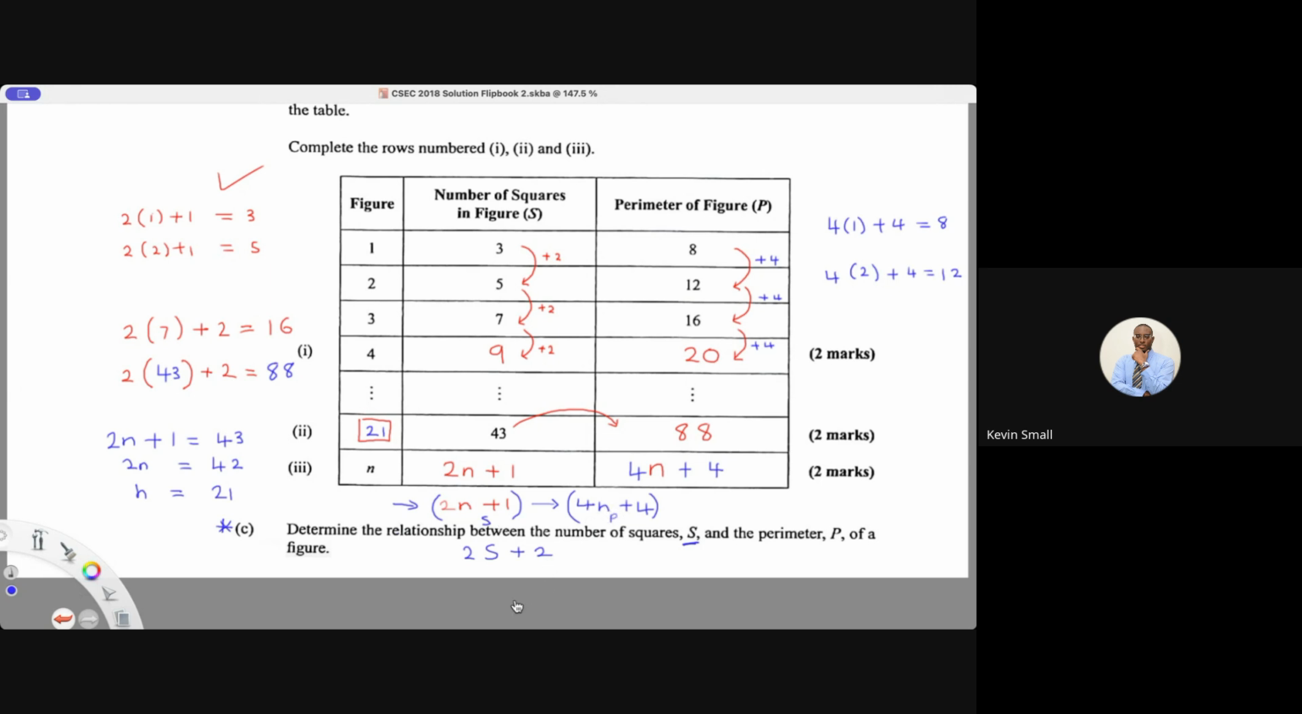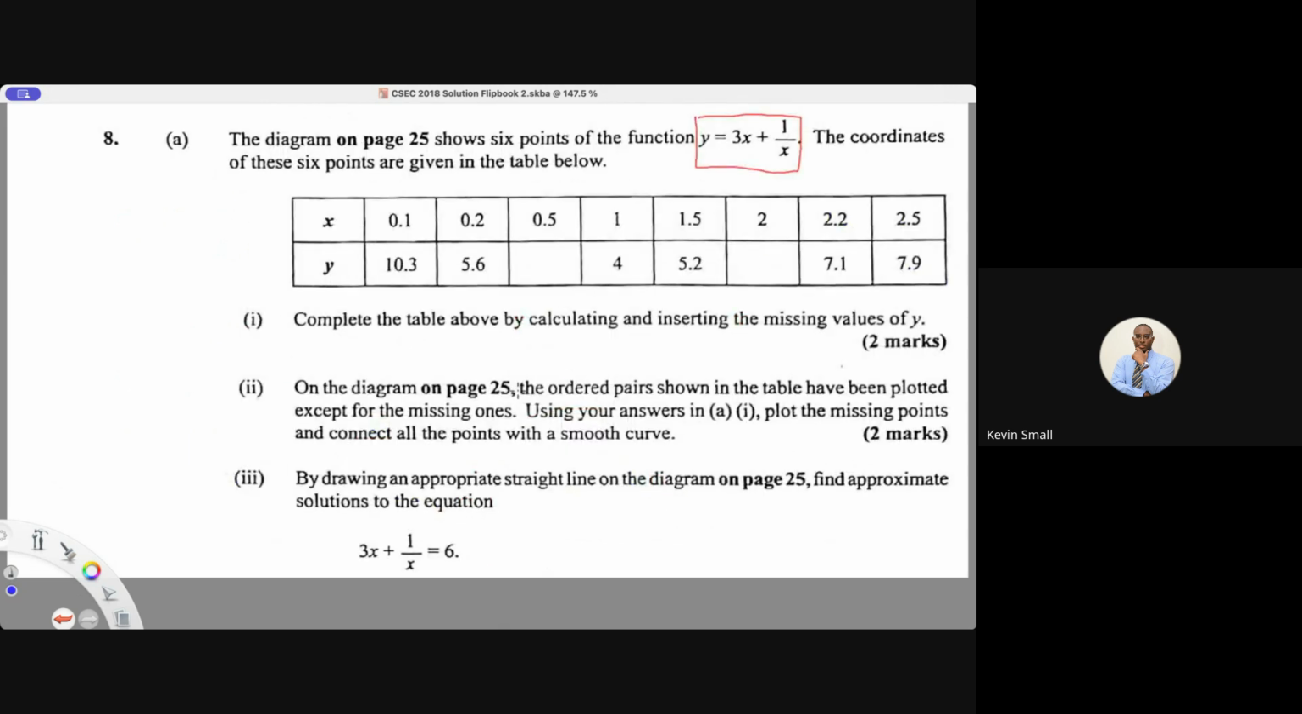All right, so moving on. Let's look at this function here. So you're given a function. Remember, f of x is a representation for functions, or y. And you have 3x plus 1 over x. Now you are plugging this value in the function and you're plugging that value in the function separately.